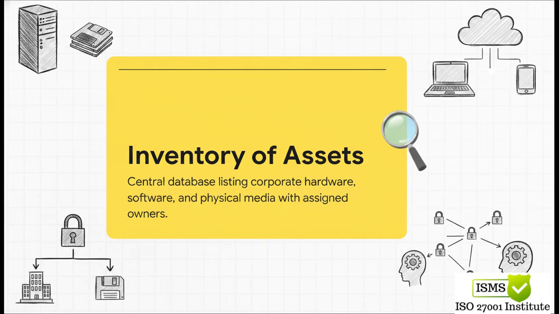This brilliantly illustrates why the timeless inventory of assets control, which sits right at the heart of operational planning, is absolutely non-negotiable. This foundational control requires a central database listing all corporate hardware, software, databases, and physical media. And crucially, they must have clearly assigned owners. It demands absolute accuracy across the entire lifecycle of your information assets. This isn't just about knowing what laptops you bought last quarter. It's about establishing the foundational map of everything your organization needs to protect.